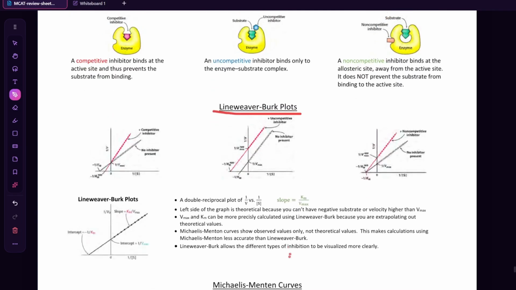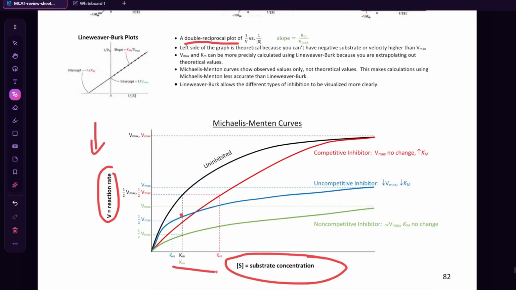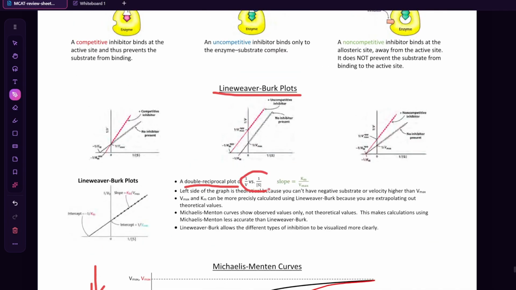And then the Lineweaver-Burk plot is basically the same thing, except these are line graphs, as you can see. And so it is a double reciprocal plot of basically this. So the reciprocal version, meaning the inverted version. So the slope is equal to Km over Vmax.